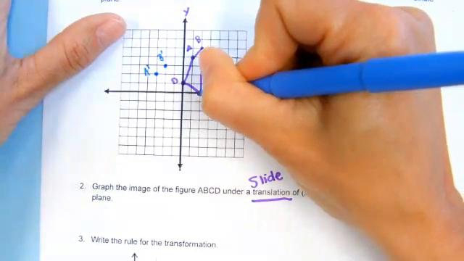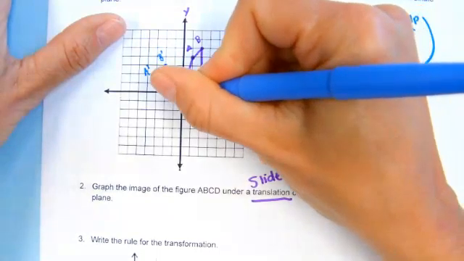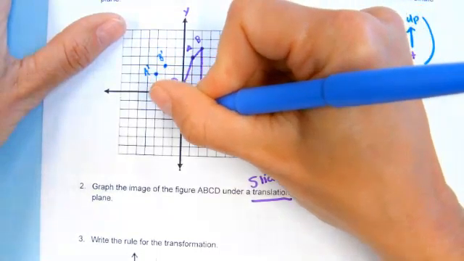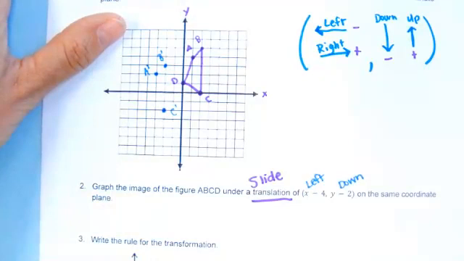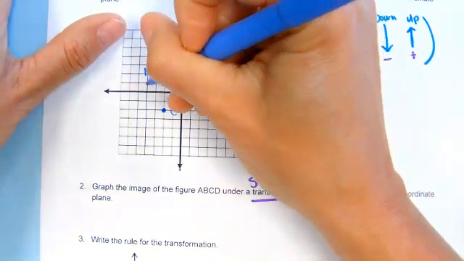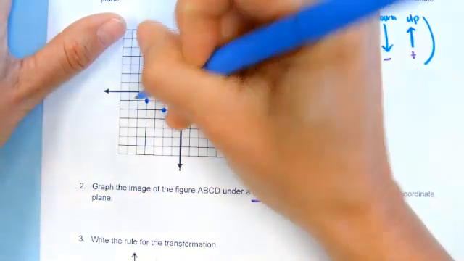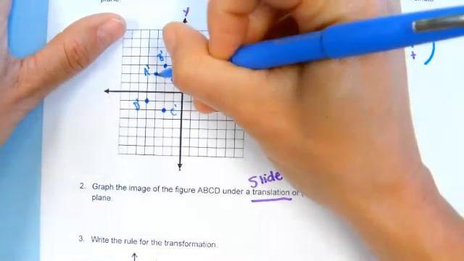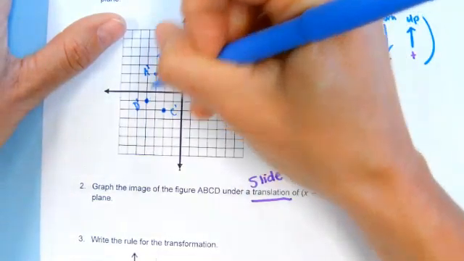Now with C, left 1, 2, 3, 4, down 1, 2. Put your dot, label it C prime. And then finally with D, left 1, 2, 3, 4, and down 1, 2. Put your dot, label it D prime. Reconnect those dots.